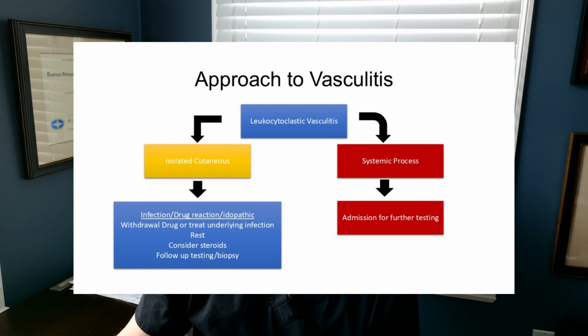So if you suspect a systemic process, then the person should probably be admitted to watch them for any end organ dysfunction or to track that, as well as probably to achieve a diagnosis or do testing that can't be returned within an hour, like in an emergency room setting.